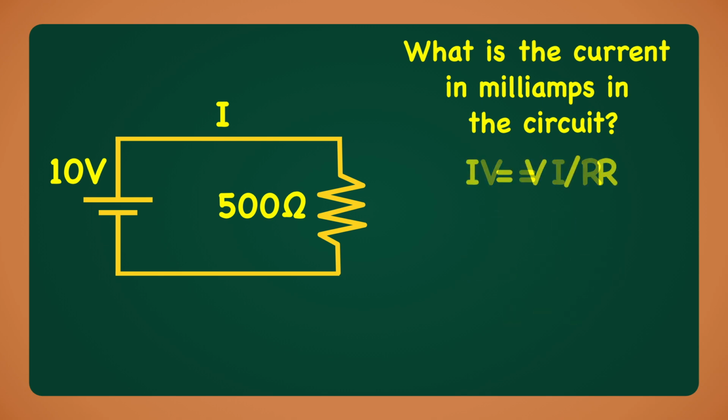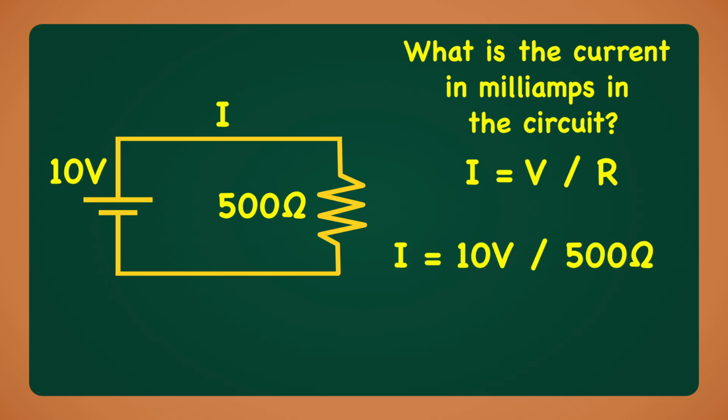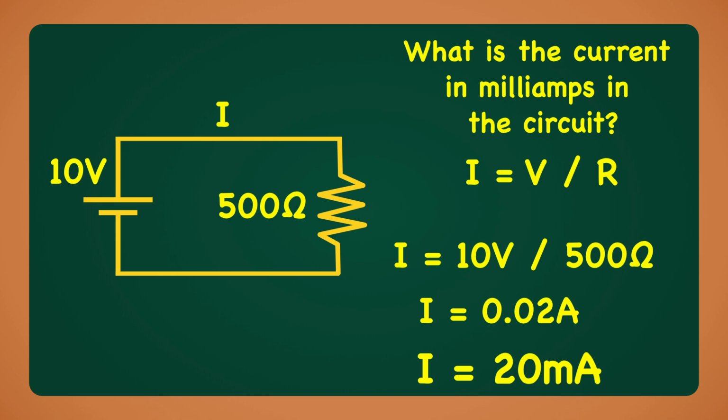We can rearrange the equation to I equals V divided by R. So plugging in what we know, I equals 10 volts divided by 500 ohms. Therefore, I equals 0.02 amps. Using the 4-step process we discussed in Lesson 1 to convert from amps to milliamps, we move the decimal place 3 spaces to the right and we get 20 milliamps. The answer is 20 milliamps.